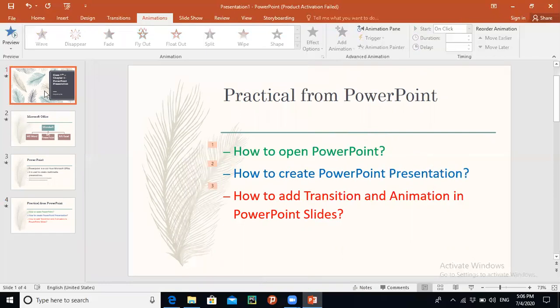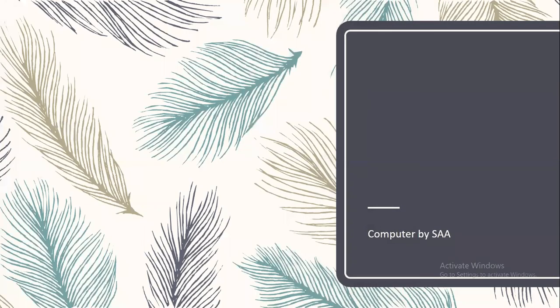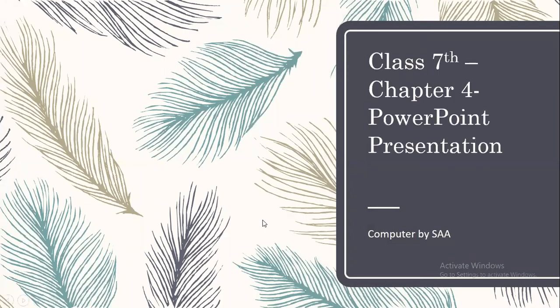Now I'm going to run a slideshow so you can see the difference between animation and transition. Let me tell you, transition is basically the changing style of slides, how a slide is appearing, and animation is applied to the text. Just see the slideshow so that your concept will be clear. So this is how my text is appearing.